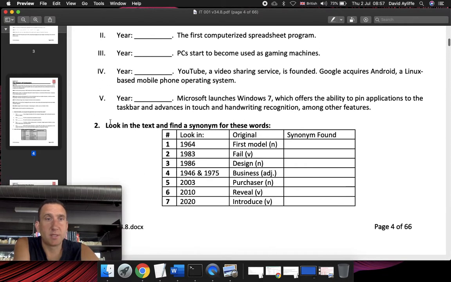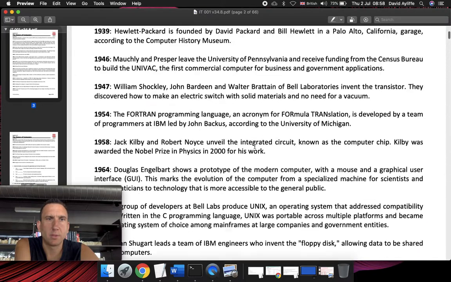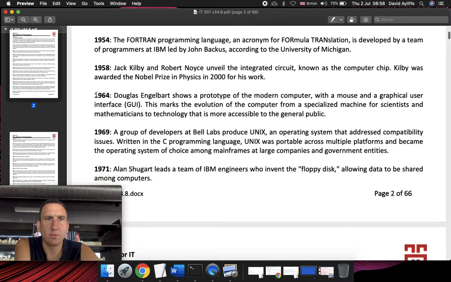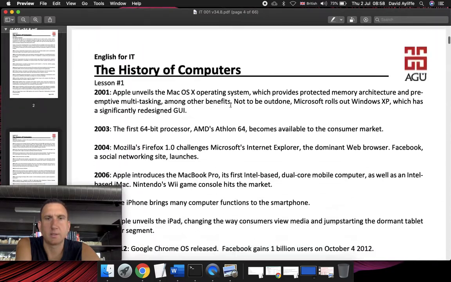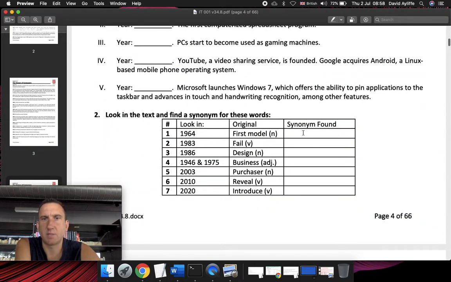Right, well, this lesson really does fly by. So have a look in the text again, and can you find some synonyms for these words? 1964, first model. Here there's a synonym that means first model. Engelbart shows a prototype. What's a prototype? Prototype means first model. So the answer to this one, synonym found, is prototype.